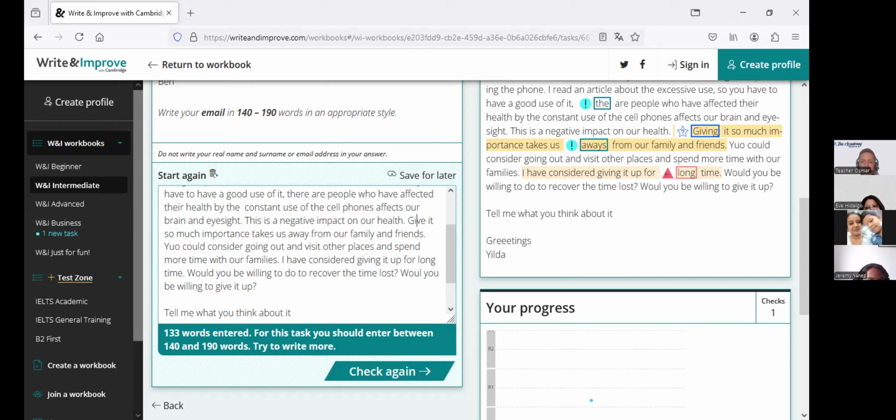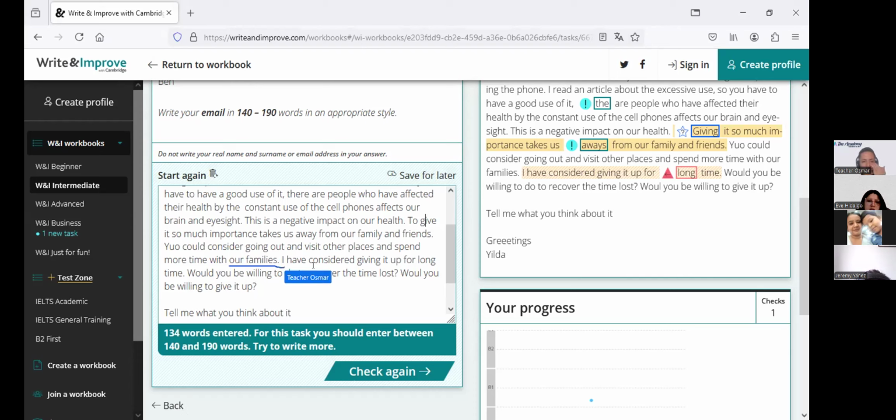To give it so much importance. Excellent, takes us away from our family and friends. You could consider going out and visit other places and spend more time with, I believe, not our family. In that case it could be better to use your family, ¿no? Porque estás dándole el consejo a tu amigo Ben, ¿no? To your friend Ben. With your family.